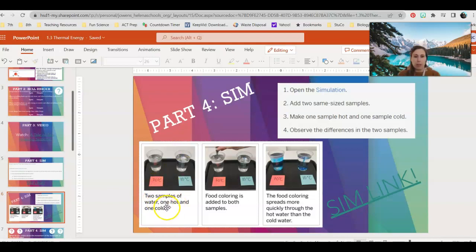Okay, so 2 samples of water, 1 hot, 1 cold. Food coloring is added to both. The food coloring spreads more quickly in the hot water than in the cold water. So in the sim, you are going to make that demonstration come to life.